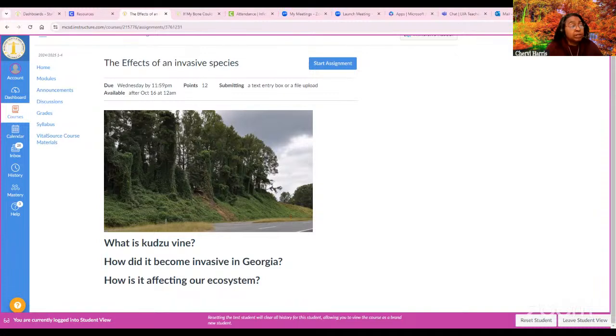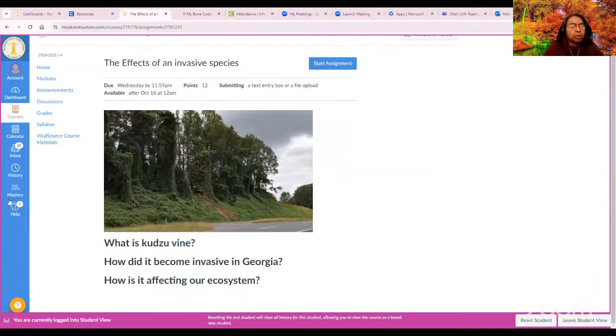other plant species. It is worth 12 points, so give it 12 points worth of answer. Don't just give me a definition and move on. Talk especially about how it's affecting our ecosystem. What is it doing to the plants that it's overtaking? Because obviously you can see that it overtakes plants that are there. What is the effect on the species that it's overtaking?